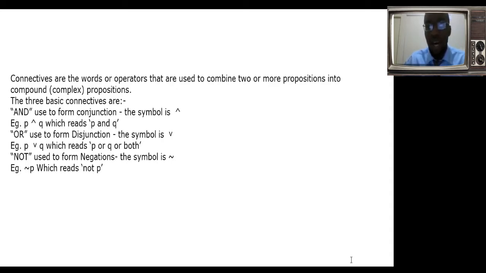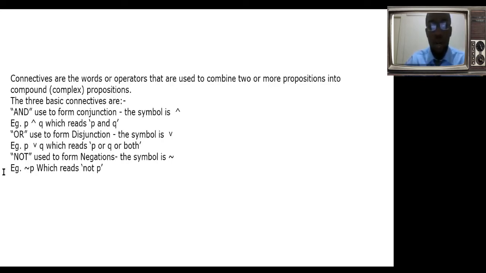The sign for and looks like the raised to the power symbol. So that's what we use for and. Right here it says and is used to form the conjunction, and the symbol is this weird symbol, the raised to the power symbol. So for example, P and Q, that is P and Q right here.